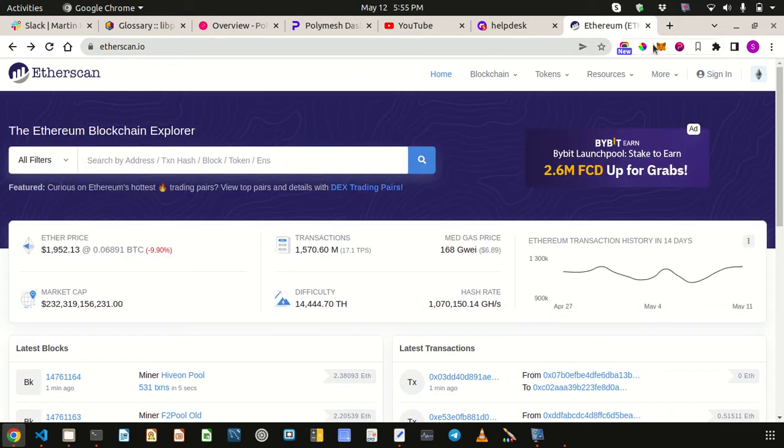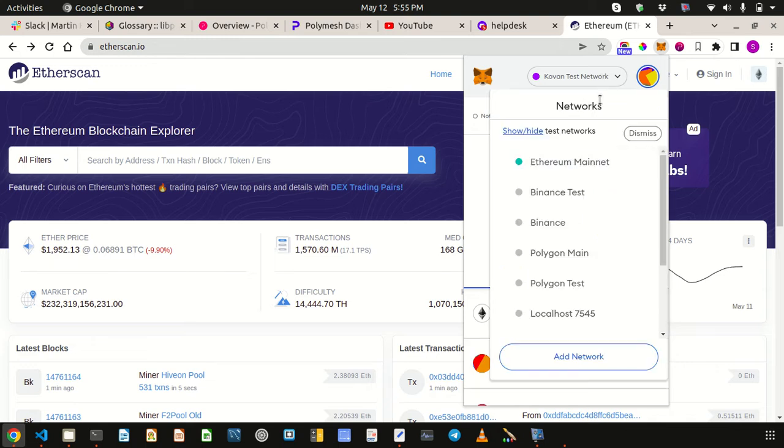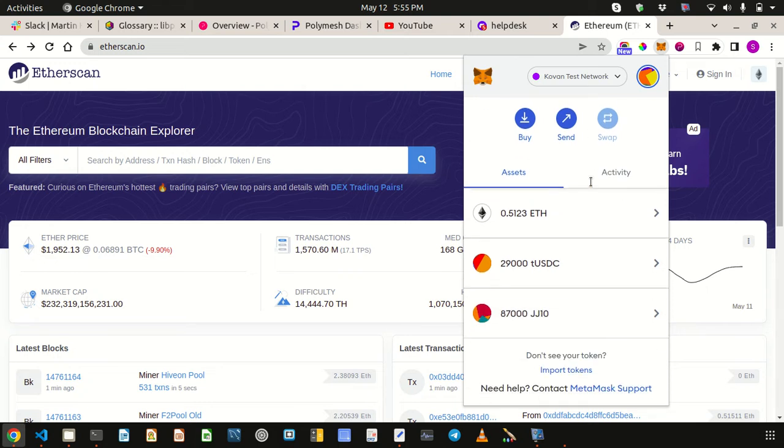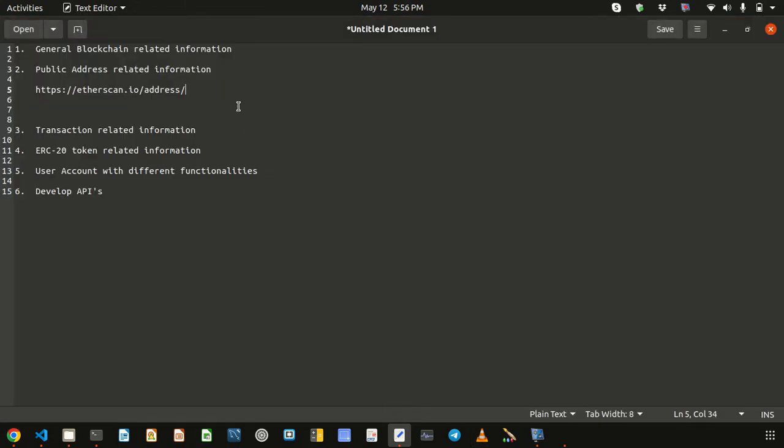So if I open my Ethereum wallet, you can see that my Ethereum wallet is connected with the Coin test network. I can switch to the main network as well. So on the test network, you can see that I have that many Ethers, and I have executed some transactions or have some assets associated with this address. So if I copy this address and come back to the text editor, that is the complete address on the Etherscan to get any information about a particular public address.